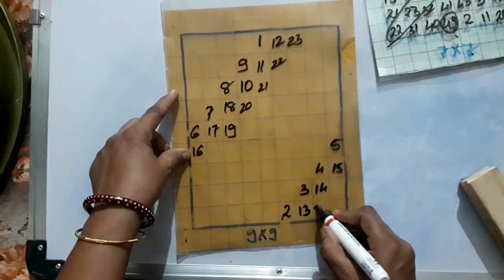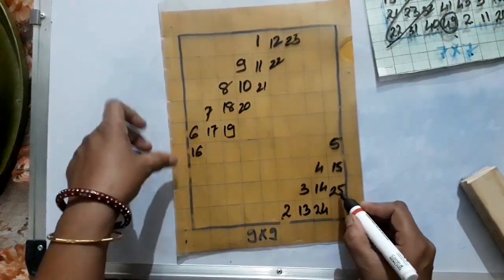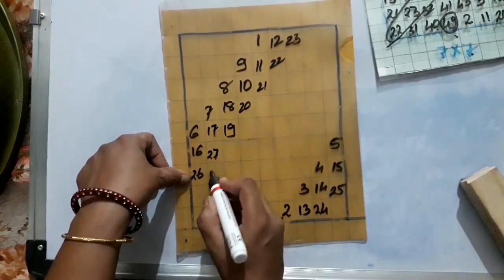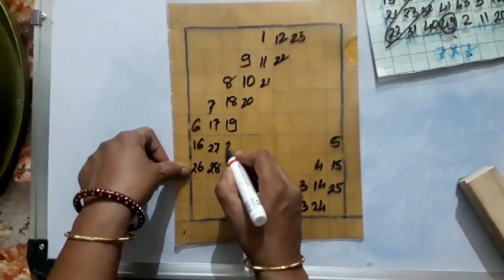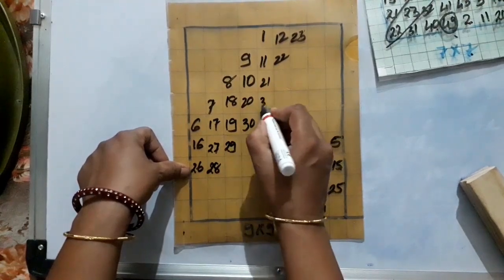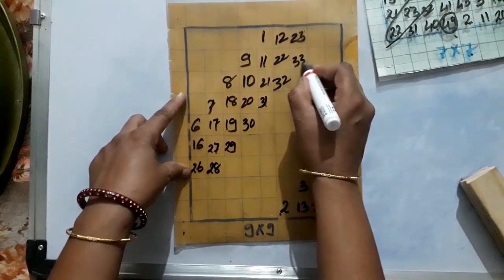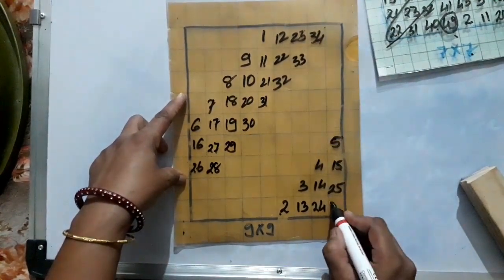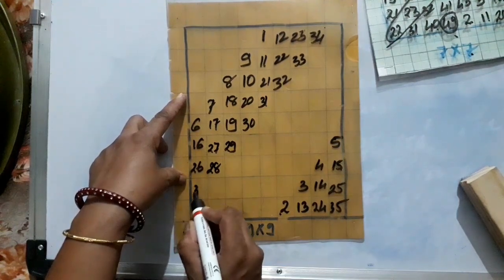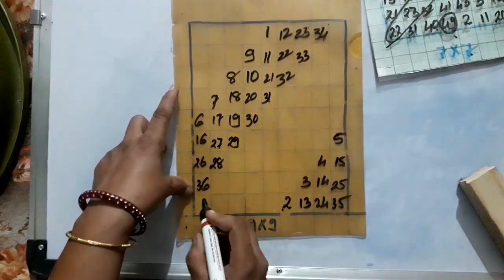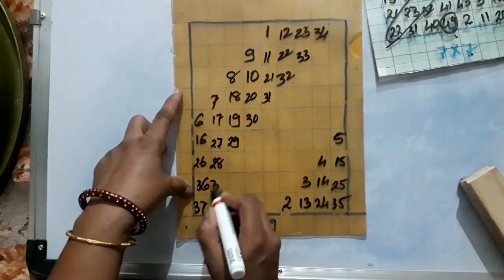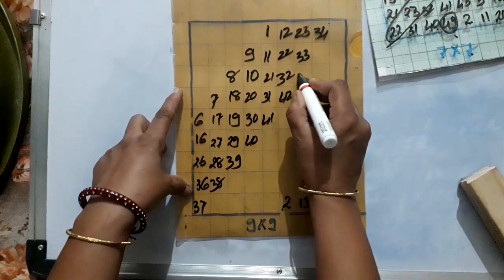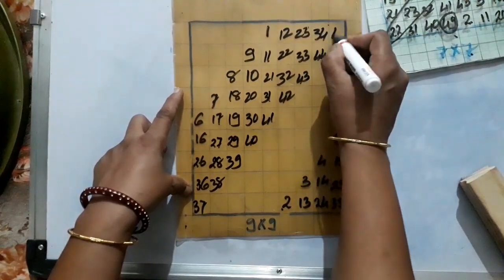Now 24 should be here, 25, 26 should be here, 27, no space here, 1 square down, 28, 29, 30, 31, 32, 33, 34. I have reached the top line, so 35 should be here, 36 is here, no space here in the diagonal, 37 here, 38, 39, 40, 41, 42, 43, 44, 45.